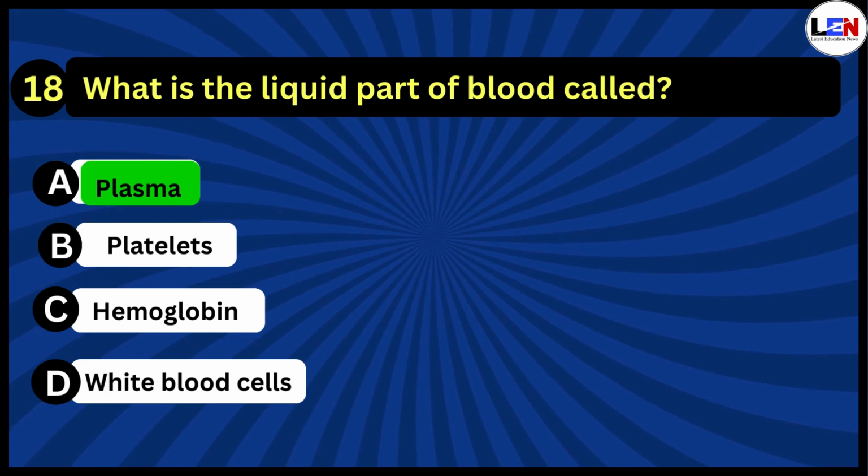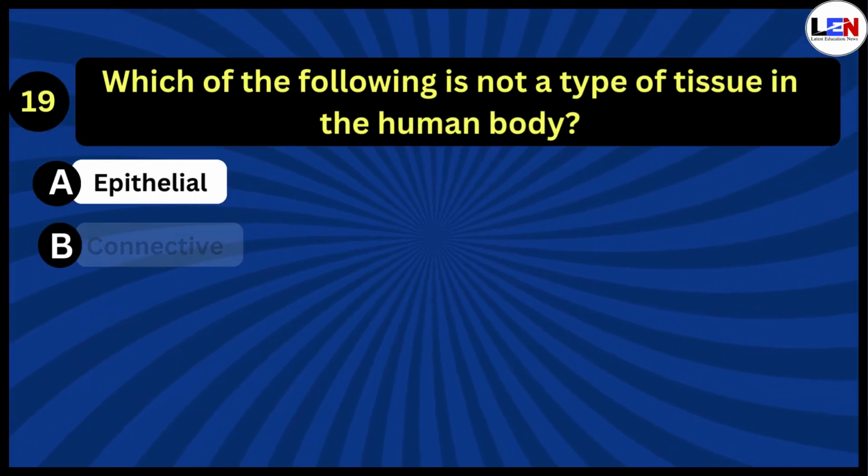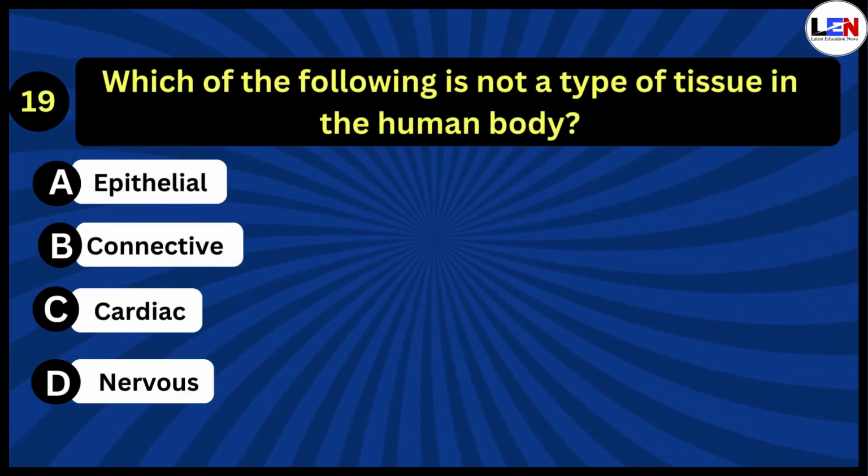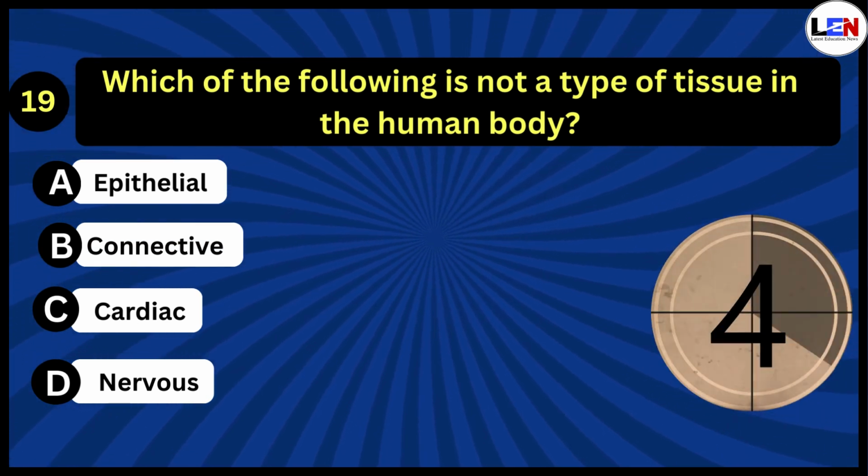What is the liquid part of blood called? A. Plasma. B. Platelets. C. Hemoglobin. D. White blood cells. The correct answer is option A. Plasma.